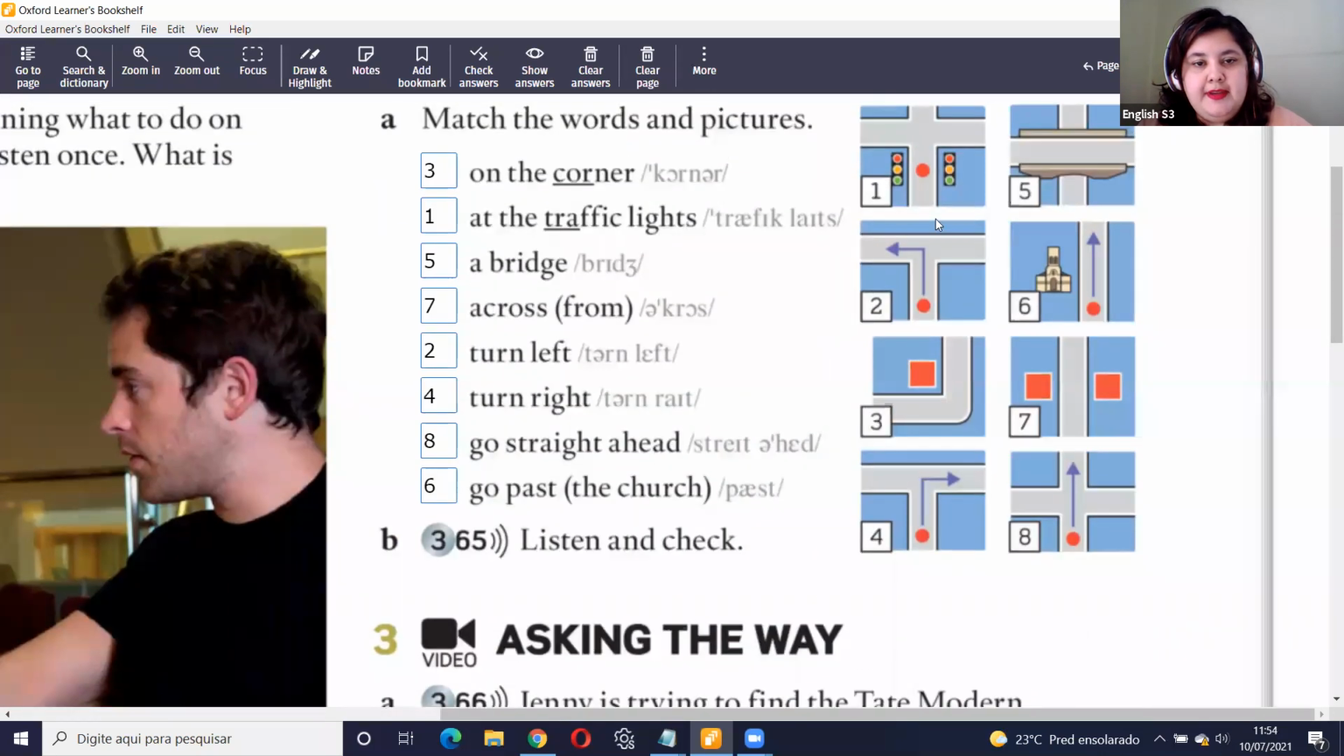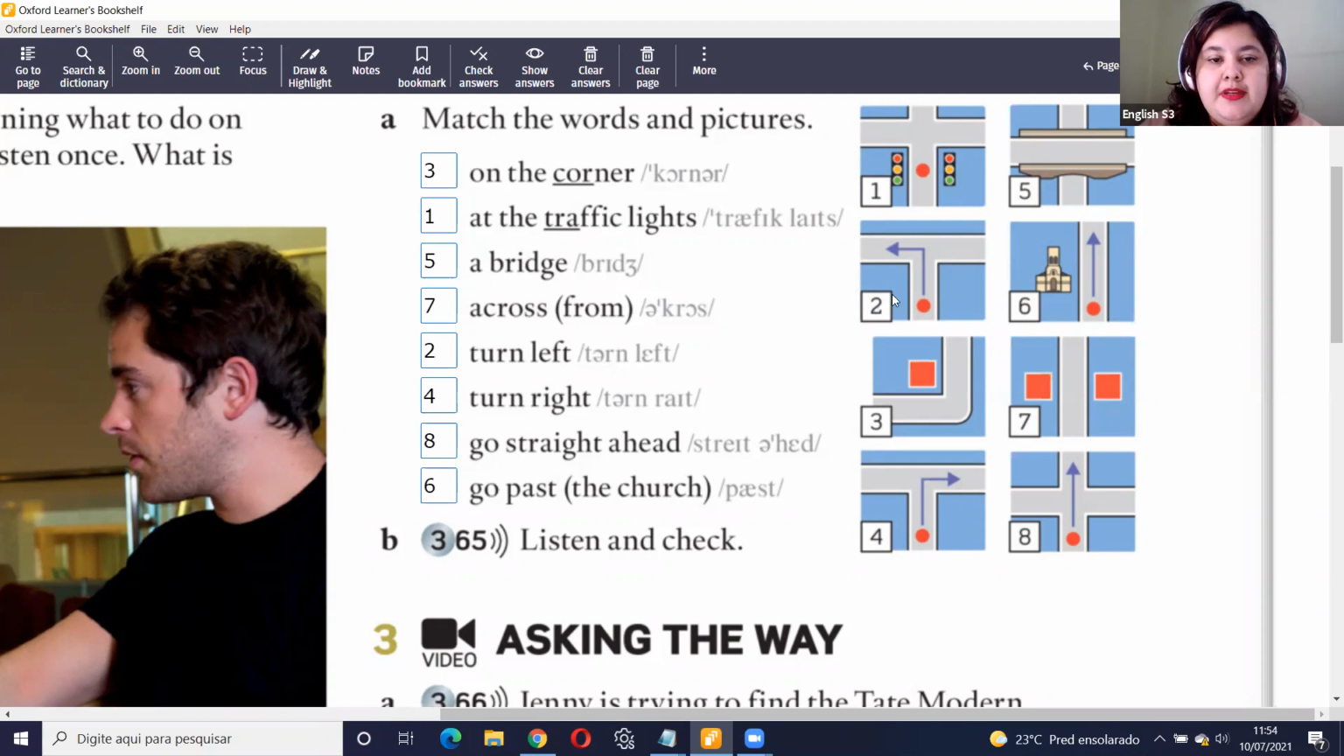Number 1 is at the traffic lights. Então aqui a gente tem um semáforo e at the traffic lights é um modo de dizer o que fazer quando chegar no sinal. Por exemplo, vire à direita depois de chegar no sinal. Turn right at the traffic lights. Vire à direita no sinal, okay?